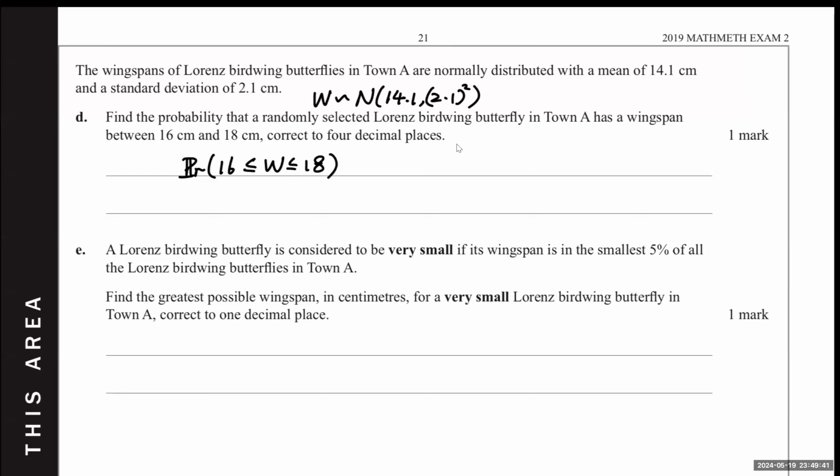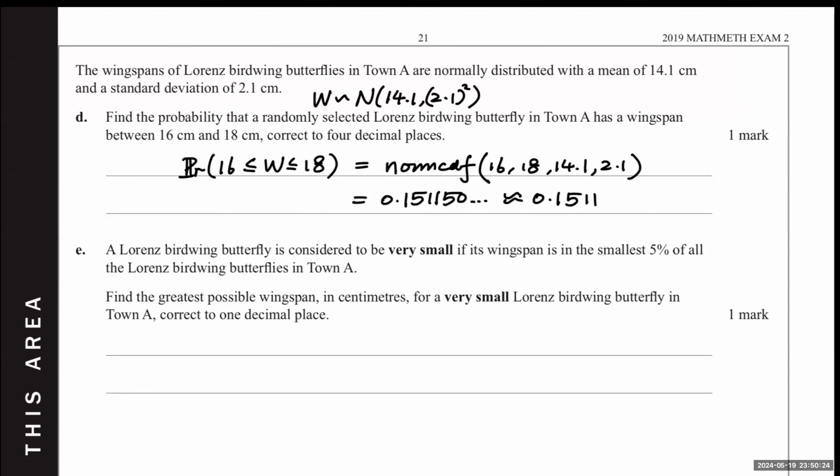And this will give me, if I'm using the norm CDF command, 16 to 18 from 14.1, 2.1. We actually need to fill in the standard deviation here, okay? So I check through my CAS calculator. That will be 0.1511, if I'm not mistaken. 0.1511, okay?